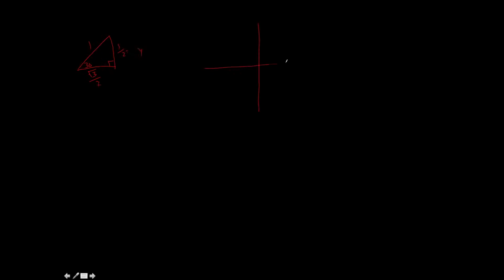So when you're looking at this angle, we're looking right here at this pi over 6 angle. That means our point is going to look like this. The square root of 3 over 2 is our x coordinate. So this is going to be square root of 3 over 2, 1/2. Okay?